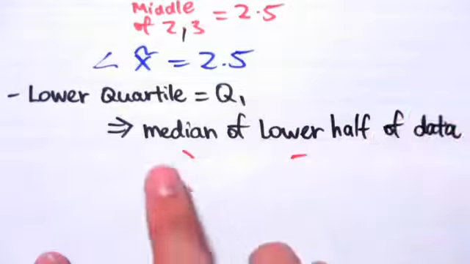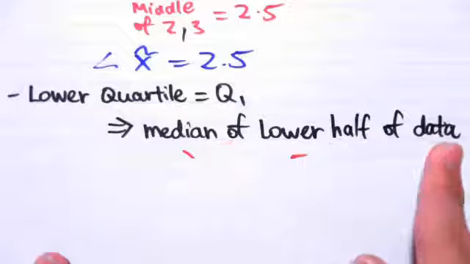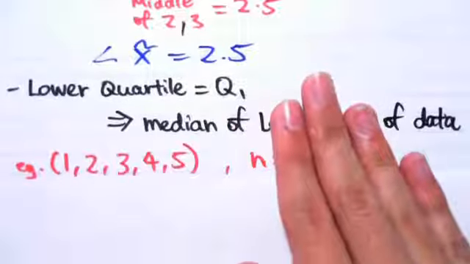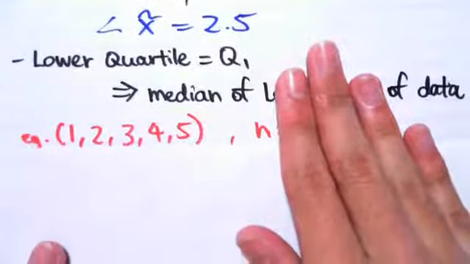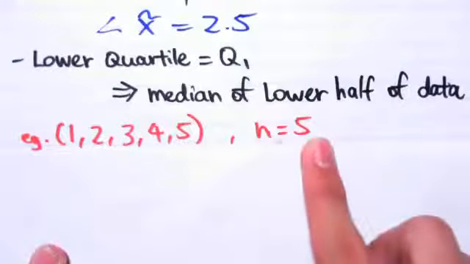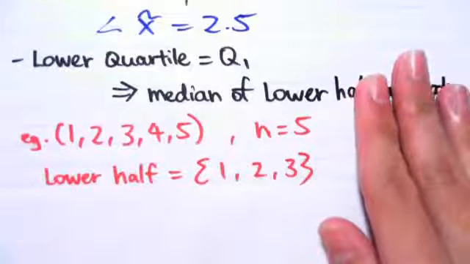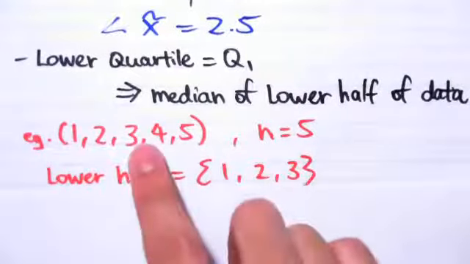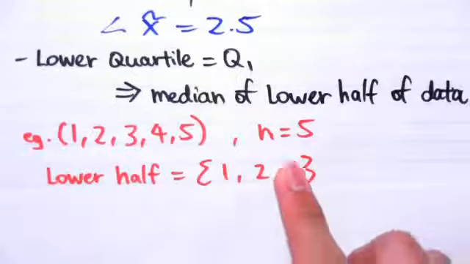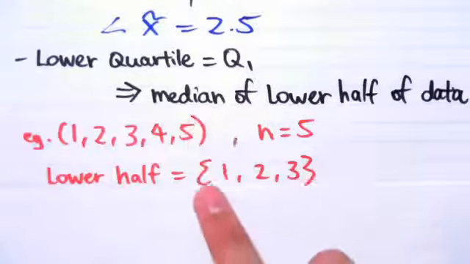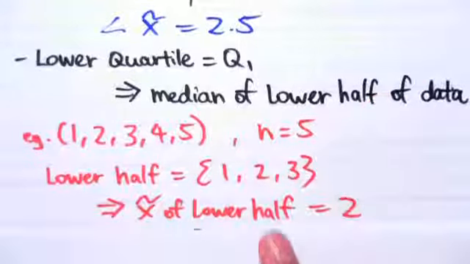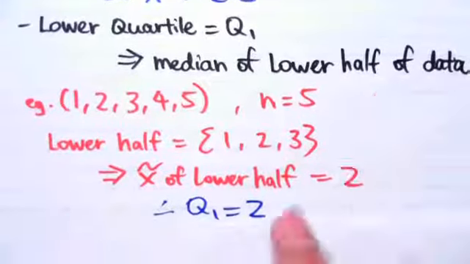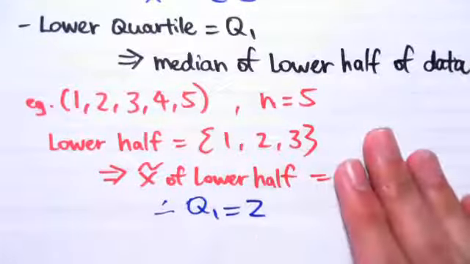So let's jump to the lower quartile. The lower quartile, Q1, is defined as the median of the lower half of the data. If you look at our example again of 1, 2, 3, 4, 5, with a sample size of 5 because there are 5 numbers, our lower half is 1, 2, and 3, which includes our median. Afterwards we take the median of this lower half set, which is 2, because 2 is the middle number. And so we can conclude that Q1 of this set is 2.